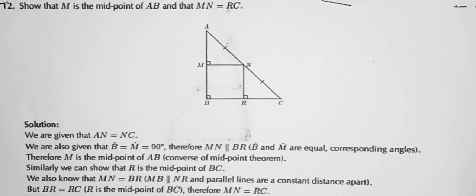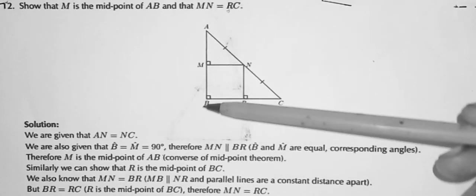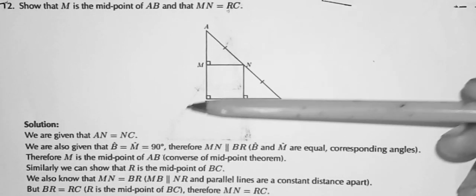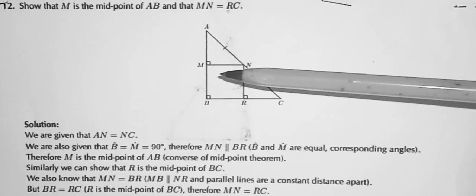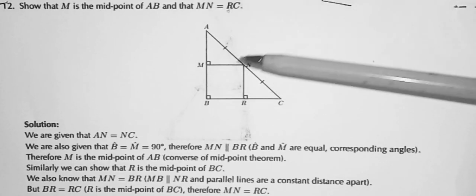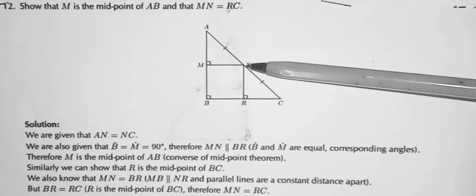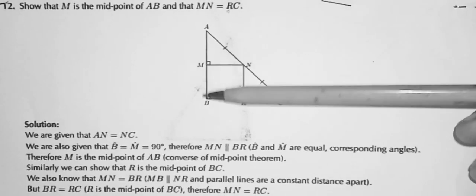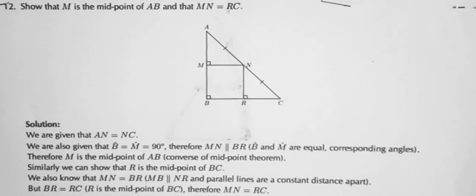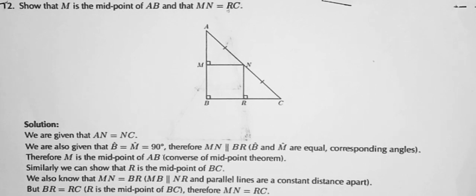Okay? Similarly, we can say that R is the midpoint of BC. How do we prove that R is the midpoint of BC? Because we know that angle B is equal to angle R, both equal to 90 degrees. The reason will be corresponding angles, in case that MB is parallel to NR, and then MB will be equal to NR. Therefore, you're going to say that R is the midpoint of BC. Reason will be the converse of the midpoint theorem.